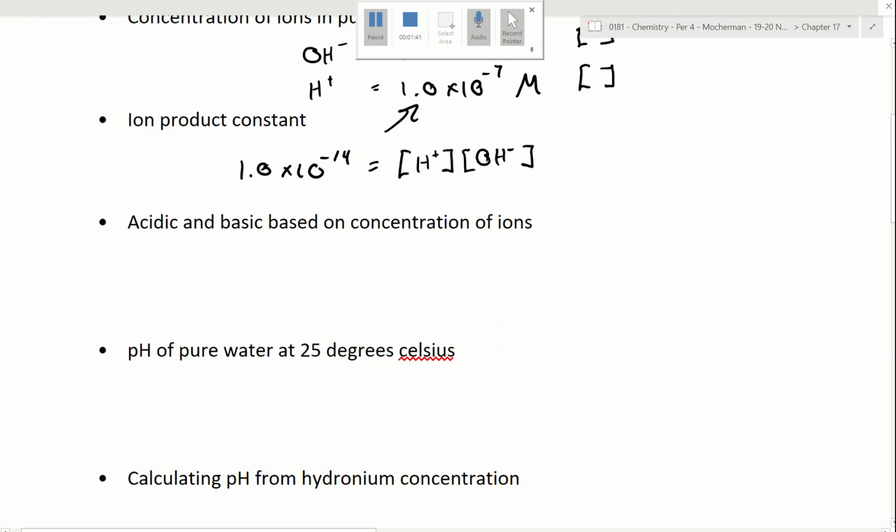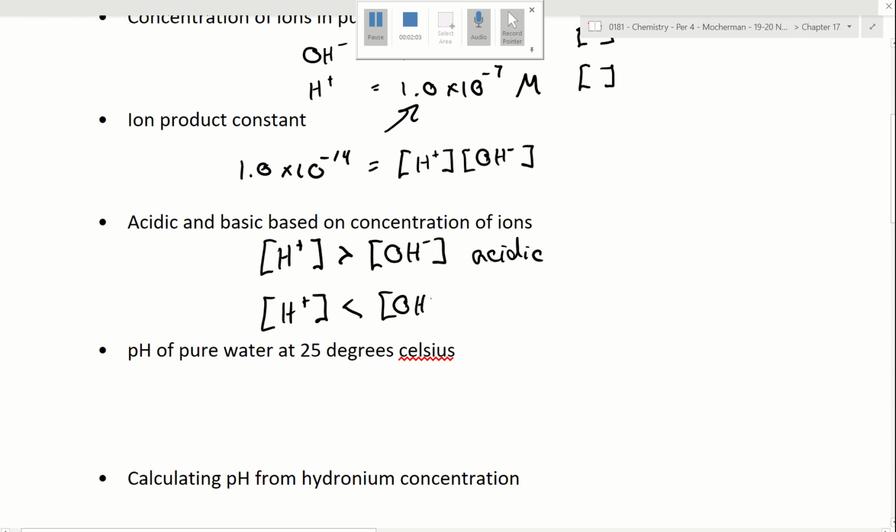Acidic and basic solutions are based on their concentrations of ions. If the concentration of H+ is greater than the concentration of OH-, then we're going to say it's acidic. And if the concentration of H+ is less than OH-, then we're going to say it's basic. So if it has more OH-, it's basic. If it has more H+, it's acidic.